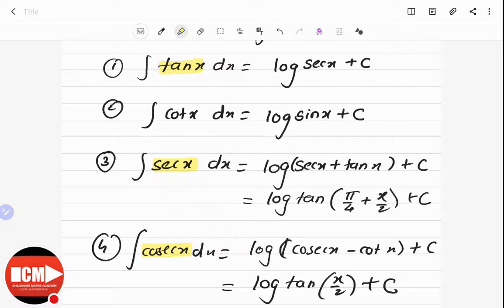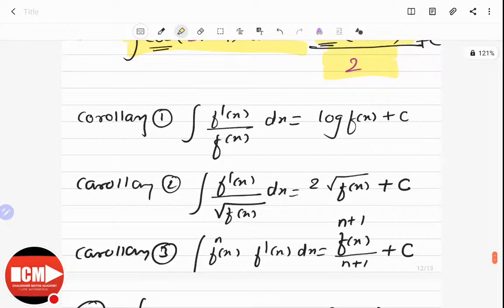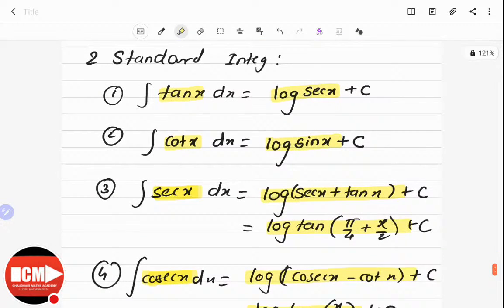So integration of tan x is log of sec x, integration of cot x is log of sin x, integration of sec x is log of sec x plus tan x, or also it is in the form of log of tan of pi by 4 plus x by 2. Integration of cosec x is log of cosec x minus cot x, and in the form of tan also, it is log of tan of x by 2. So these are the four standard integrals and these four corollaries that you have to remember from today's session.